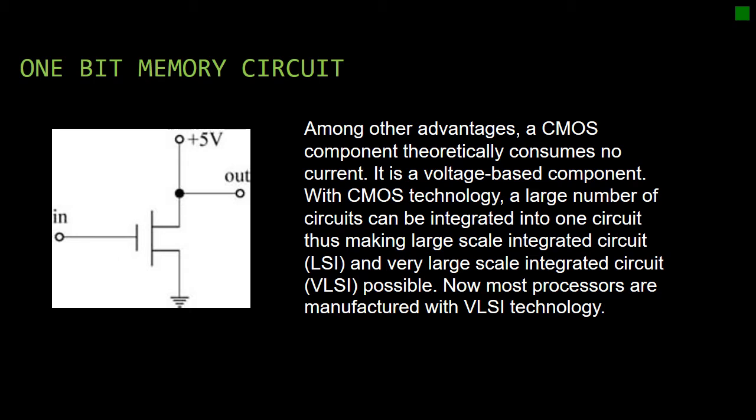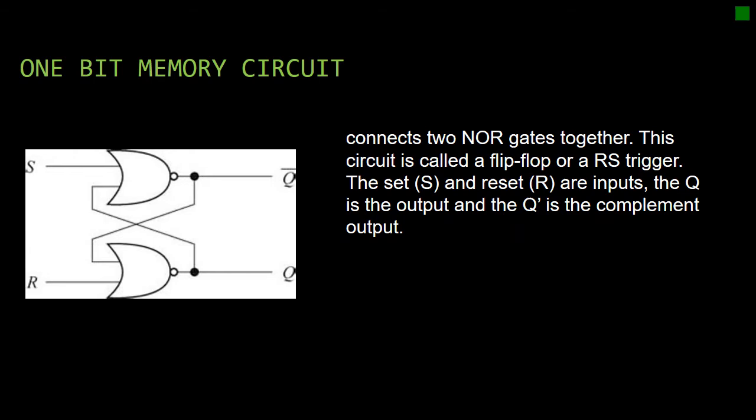Among other advantages, a CMOS component theoretically consumes no current. It is a voltage-based component. With CMOS technology, a large number of circuits can be integrated into one circuit, making large-scale integrated circuits as well as very large-scale integrated circuits possible.